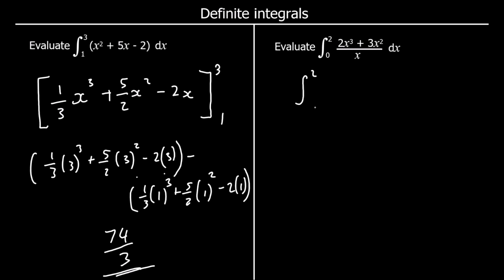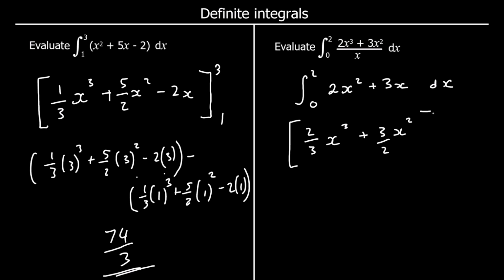So firstly, we want to simplify it. So divide both terms by x. So 2x squared plus 3x. Now we integrate. So we add 1 to the power, divide by the new power. Add 1 to the power, divide by the new power. And then the limits are 2 and 0.